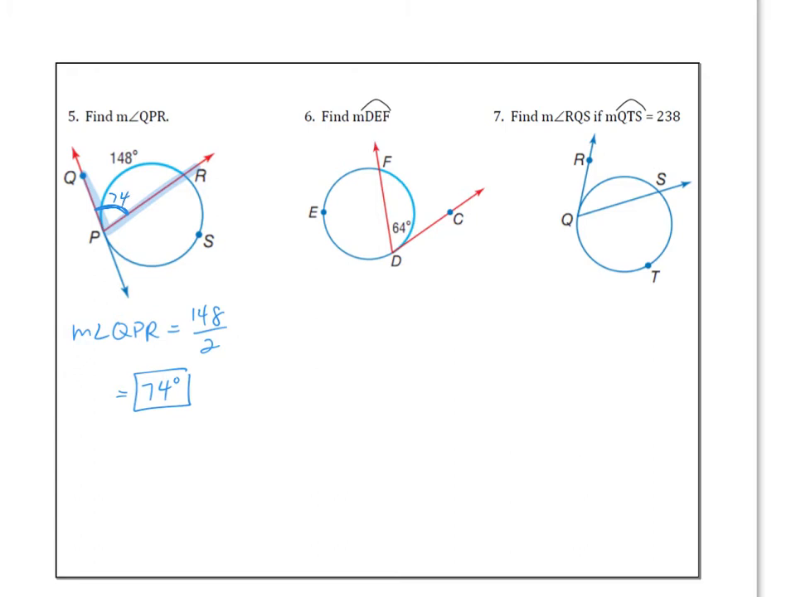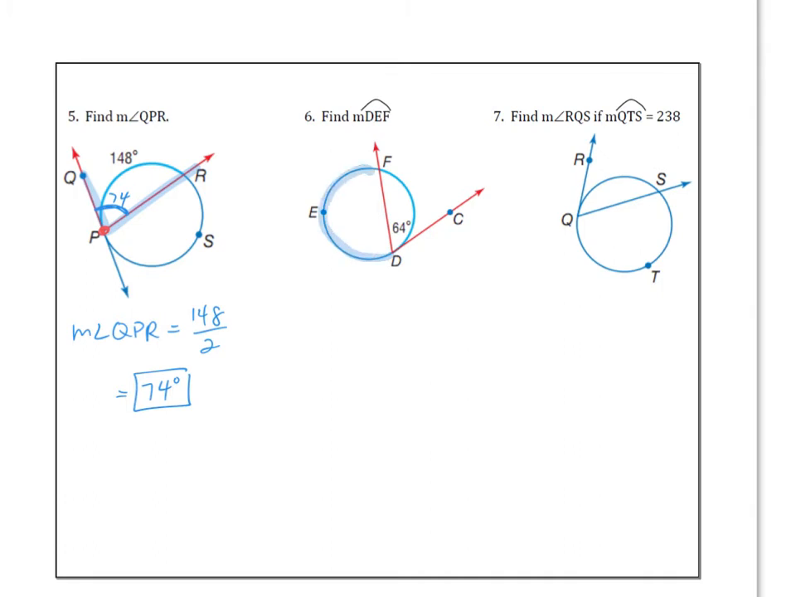So when your two things cross and they are right on the circle, like angle P is right on the edge of the circle, you just divide the arc by half. Let's try number 6. Number 6 is a little strange. They want us to find the measure of arc DEF. Now DEF is way out here. DEF, that's the arc they want us to find.